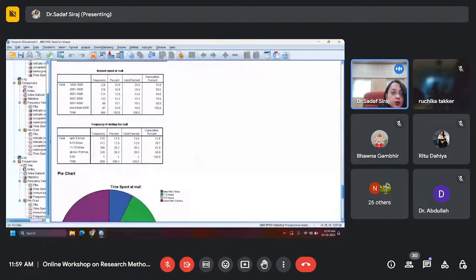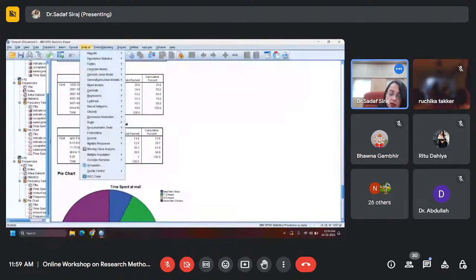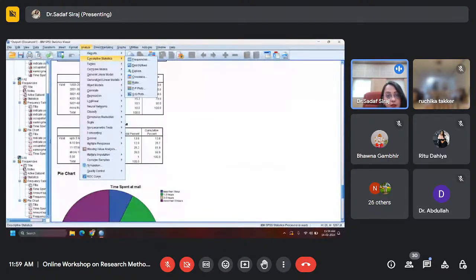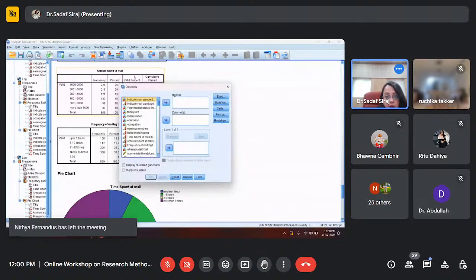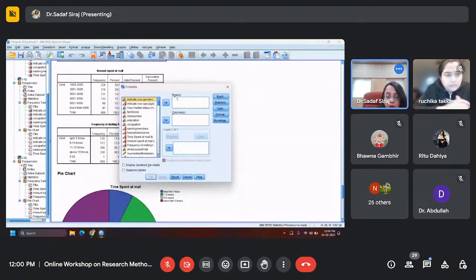So what do I do? I go to analyze again. This cross tabulation is very good for drawing insights. You go to descriptive statistics, and within descriptive statistics you will find cross tab. Click on cross tab. Once you click on cross tab, a window will open which talks about rows and columns. Basically, which two items do you want to cross tabulate? Which two variables do you want to put together?